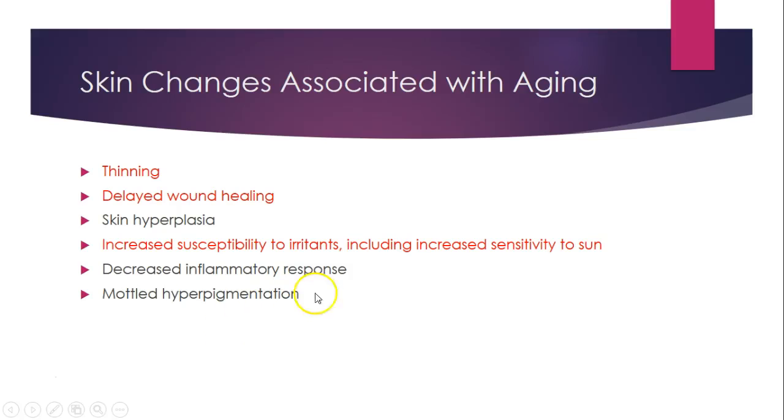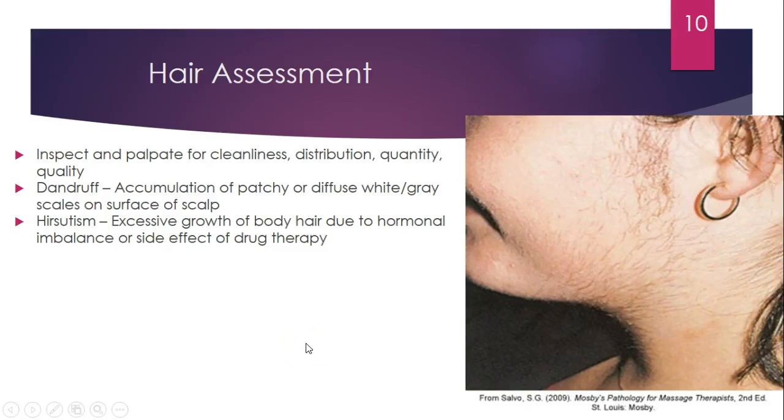So some things that are associated with aging: thinning of the skin, delayed wound healing, hyperplasia, so you get too much skin, increased susceptibility to irritants, including sensitivity to sun, decreased inflammatory response, and then mottled hyperpigmentation.